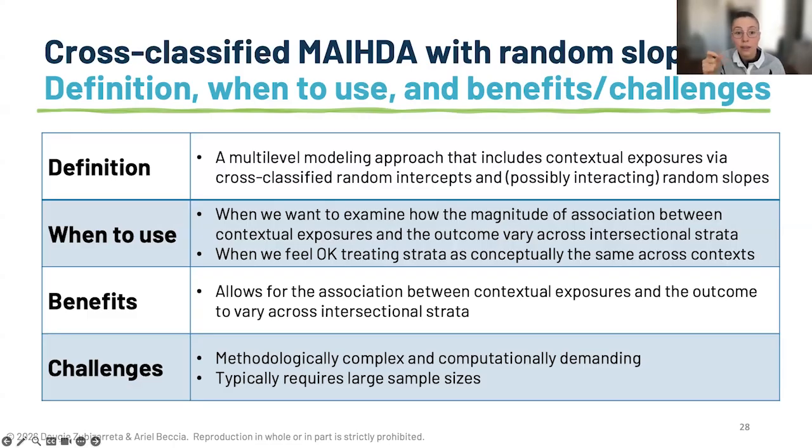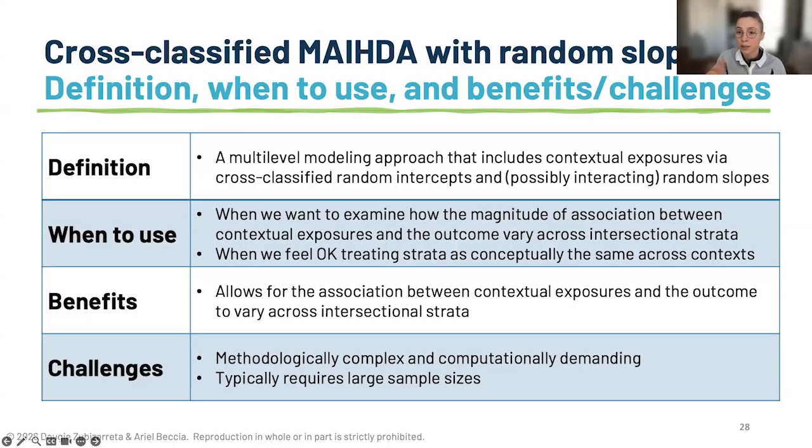So for instance, states. And then we include random slopes for our contextual factor of interest, which is state level structural gendered racism. In that example, we have one contextual factor of interest. If we have two separate structural level measures, what we would do is include random slopes for each of them and then include an interaction term between those random slopes. That is methodologically more complex and more difficult to interpret, but it is possible.